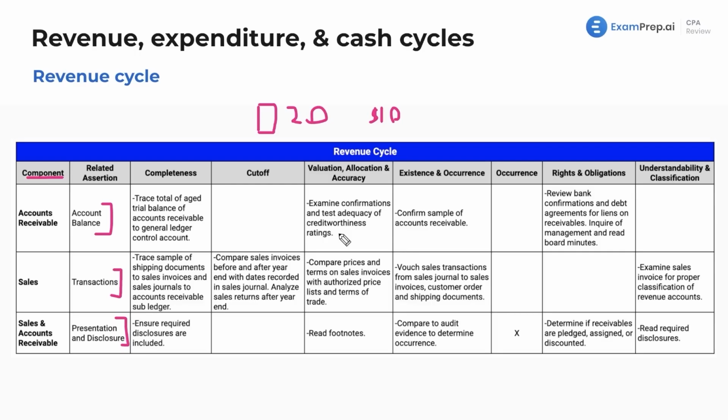And just as a note, obviously we'll get to this in a second, but looking at the presentation and disclosure, well, for the valuation, allocation, and accuracy here for sales and accounts receivable, a lot of this is just going to say read the footnotes, right? Just make sure that all the disclosures are included, make sure that everything's properly categorized. So we see here, this is very much more, is everything properly disclosed there? Can we understand it? Here, we're actually going to do heavier testing to make sure numerical amounts are correct.